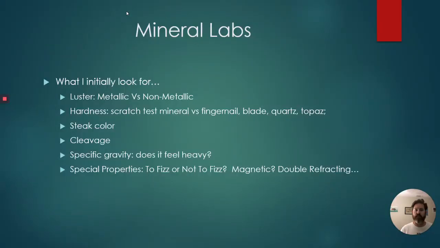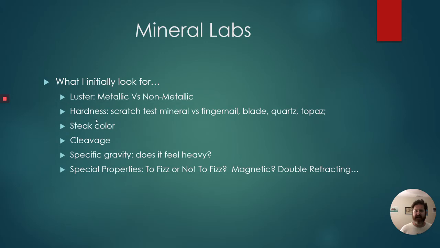So when we're identifying minerals, your mineral identification toolkit, those lists of physical properties, that's exactly what you're going to use to identify minerals. My thought process when I go through it, first thing I think is the luster. Is it metallic? Is it non-metallic? The hardness, I test it with a fingernail, with a penny, with a knife blade, against quartz and then topaz, and that gives you the range of hardness. I look for the streak color.